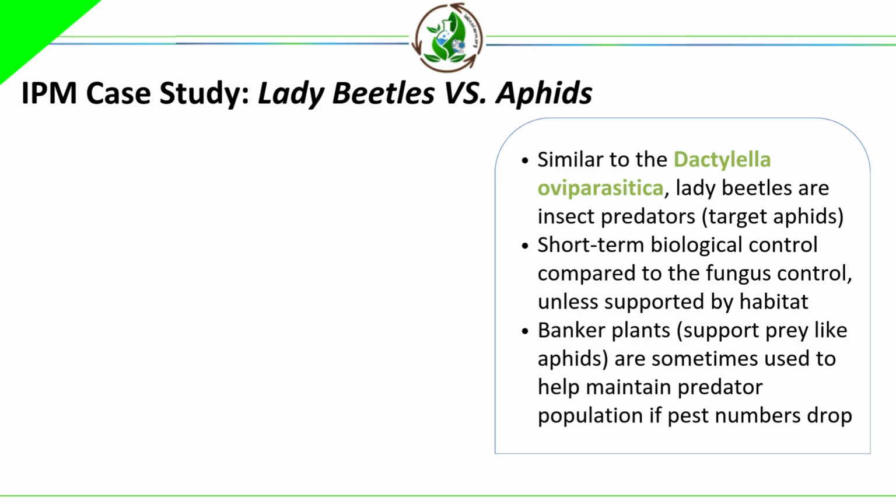One strategy is to use banker plants. These are plants that host small, controlled populations of prey insects, so predators like lady beetles always have a food source and can stick around even when pest levels in the main crop are low.